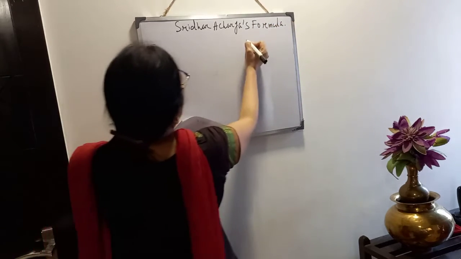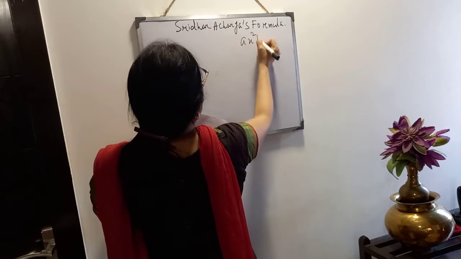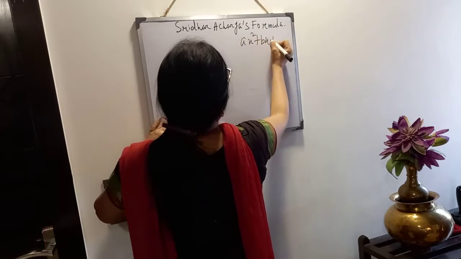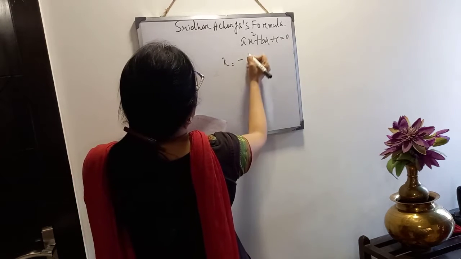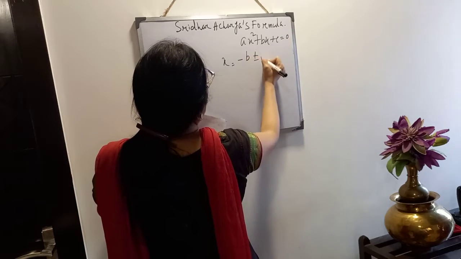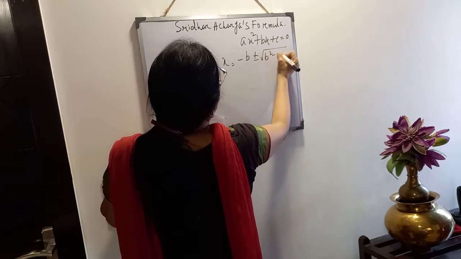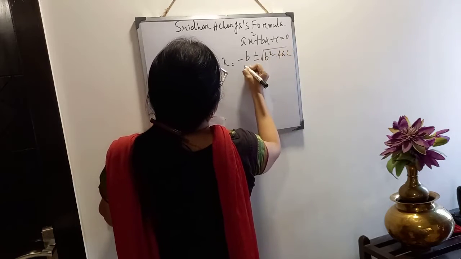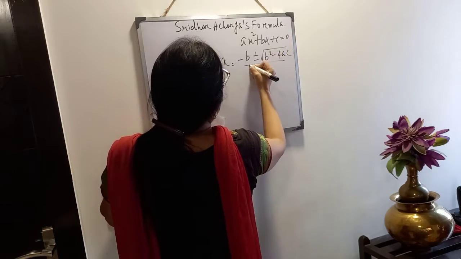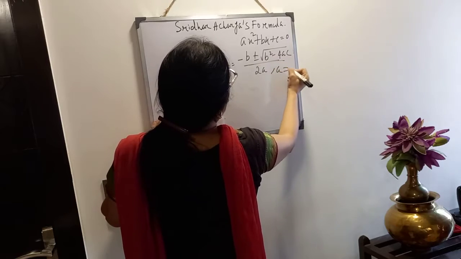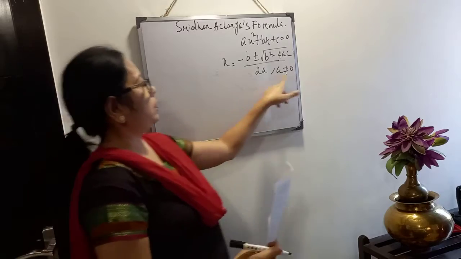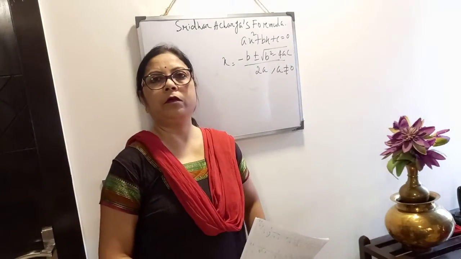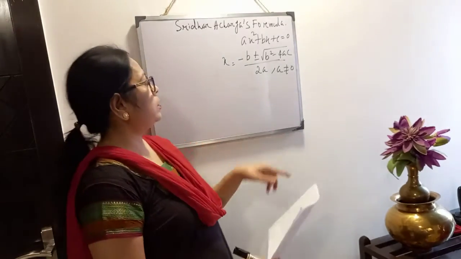What is that? General form of the equation is ax square plus bx plus c equal to 0. And Sridhar Acharya's formula is x equals to minus b plus minus root over b square minus 4ac by 2a, where a not equals to 0. A is in the denominator, so your condition is a is not equals to 0. This is Sridhar Acharya's formula.